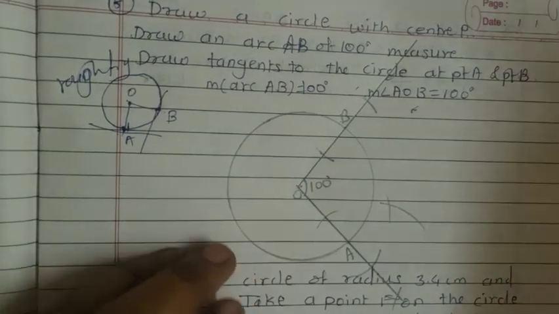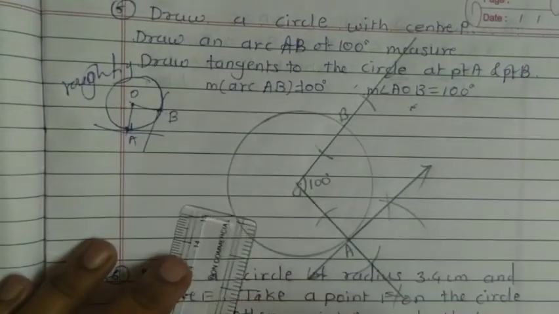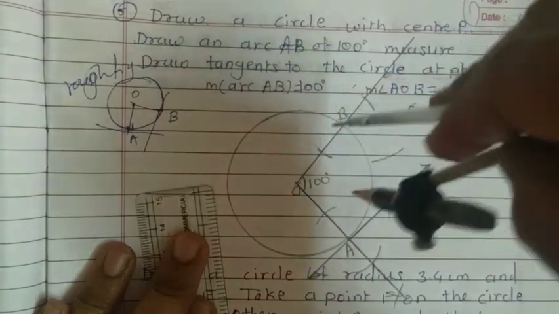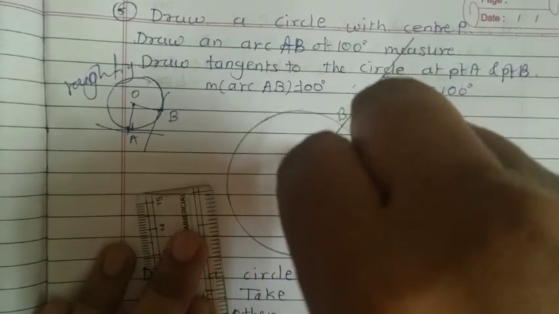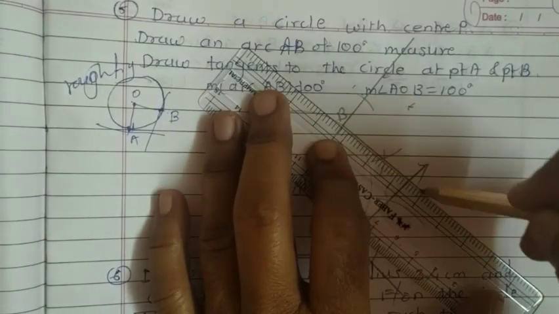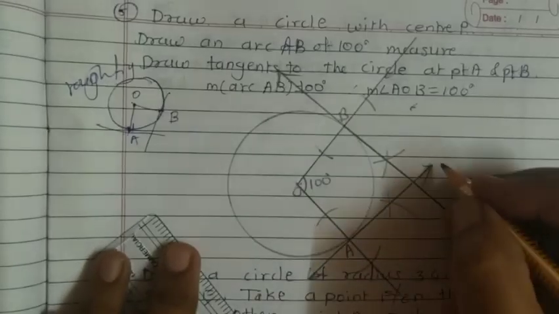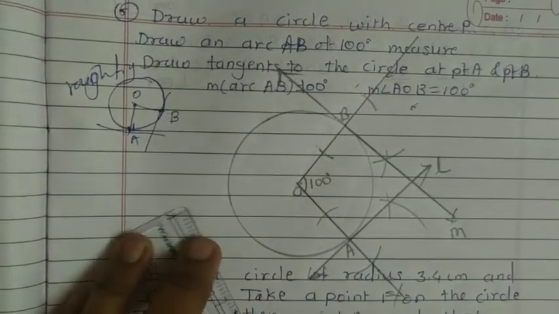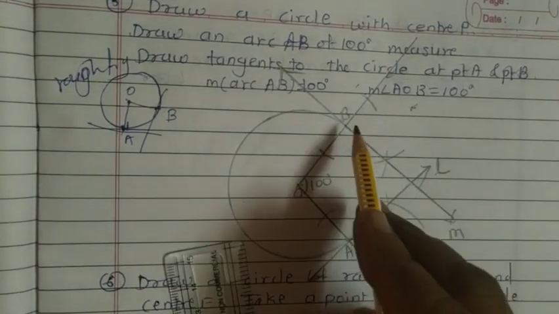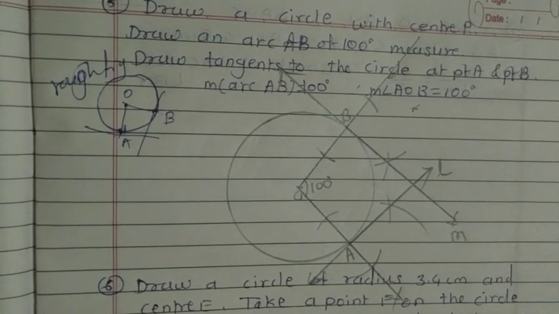This is the first tangent at point A. Same way, draw here the bisector of the obtained segment, and this point joins to the perpendicular point B. We will obtain another tangent. This tangent is L and this tangent is M, which means L is the tangent at point A and M is the tangent at point B. This is question number 5.